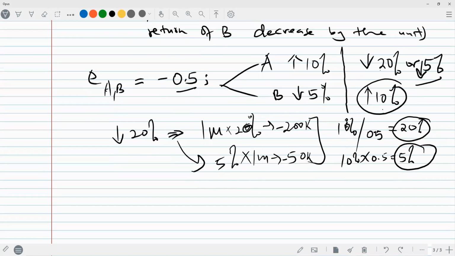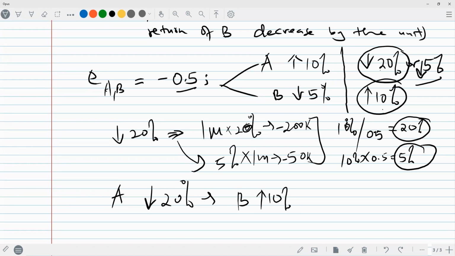Okay. Now let's take the case here of A having a decrease of 20%. What happens to the return? Let me ask you this, Joseph. If A decreases by 20%, what happens to B? B should increase by 10%. So that's clear. Yes. That's clear for you.